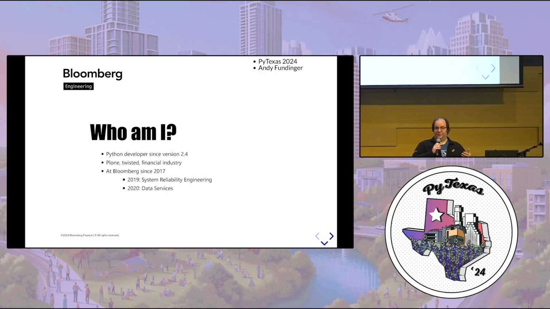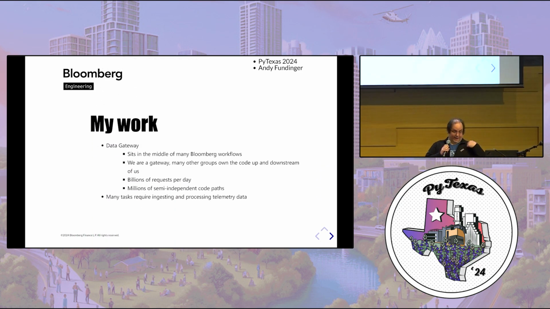In 2019, I went over to our system reliability engineering groups, and in 2020 to data services, or DNA, which is why they put that on my fleece. I work on something called our data gateway. It sits in the middle of a lot of our workflows. We're a gateway, so all the code around me is owned by other people. Both upstream and downstream is other people's code. We have billions of requests per day going through there and millions of semi-independent code paths.